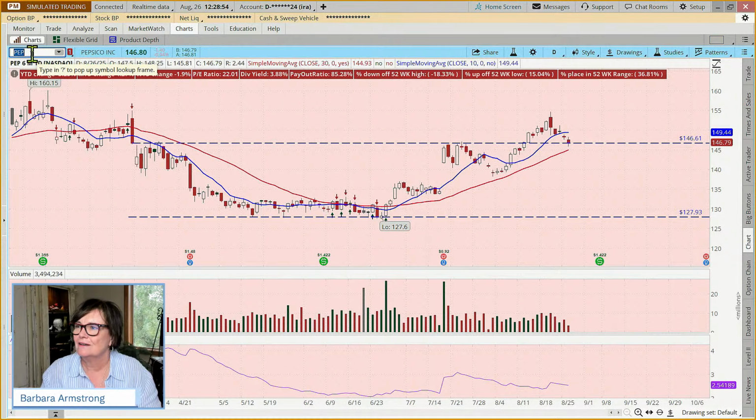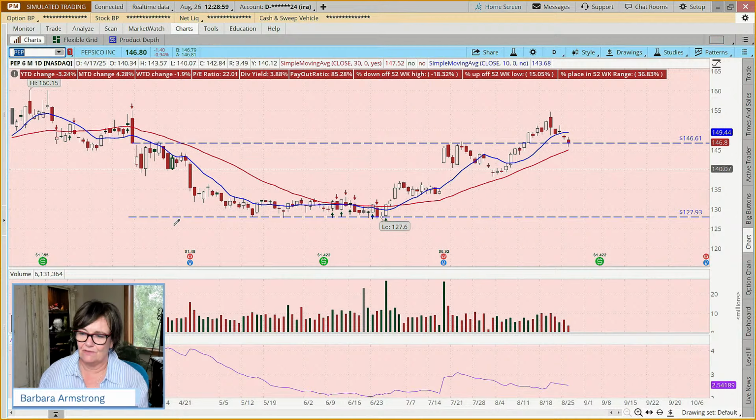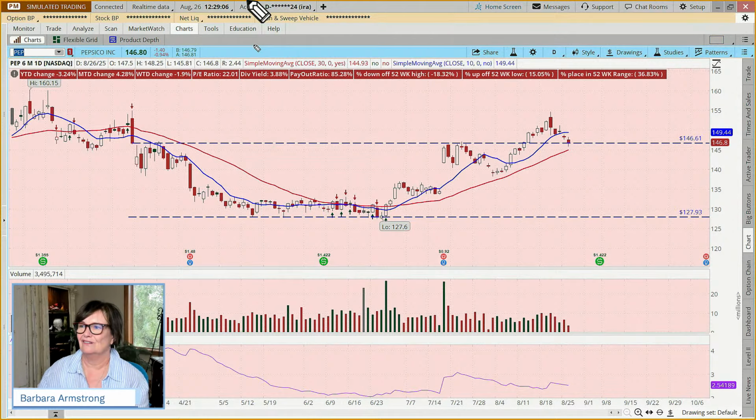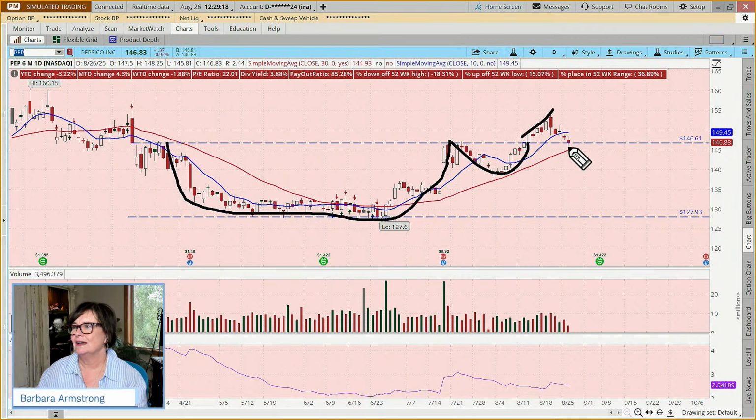I like the question. So here we have PepsiCo. What do you guys see when you look at this? I see a cup and handle. A big, like maybe one of those big latte bowls, big cup and handle, broke out, coming back to retest. But do we have a bounce yet? We do not. And so, would we place the trade today?